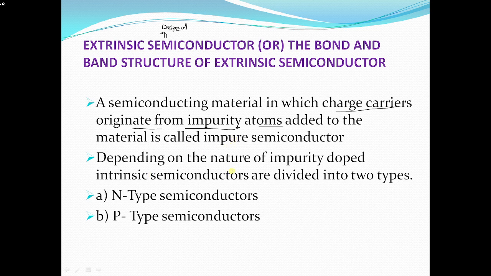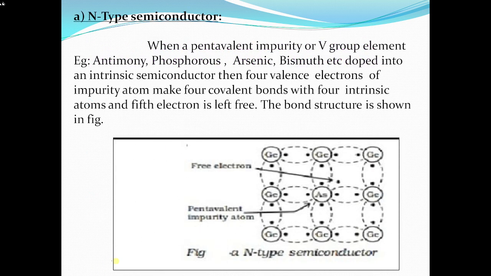Depending on the nature of the impurity doped in intrinsic semiconductors, that is, depending on the dopant impurity, extrinsic semiconductors are divided into two types: N-type semiconductor and P-type semiconductor. First we will discuss the N-type semiconductor.